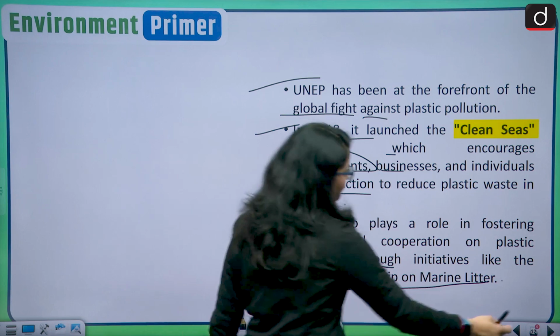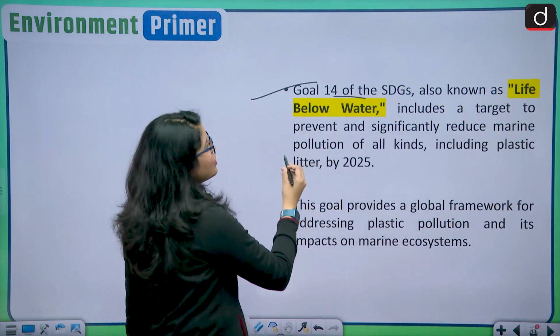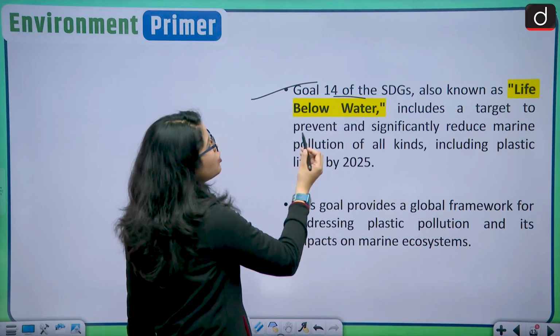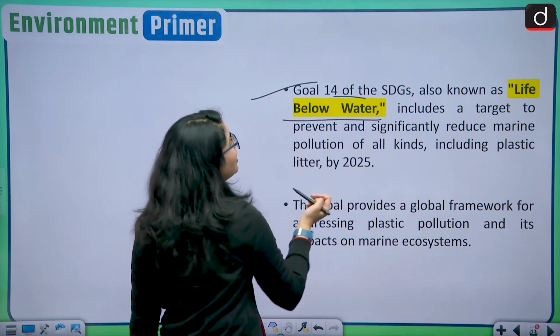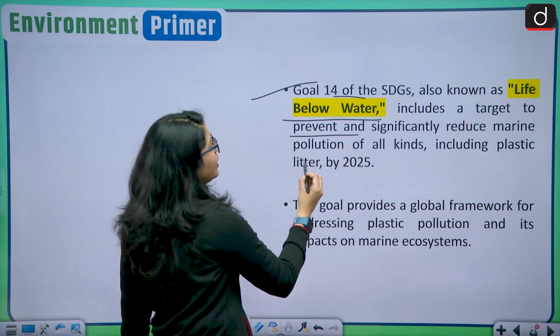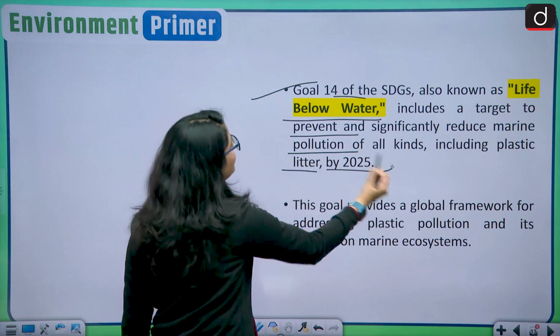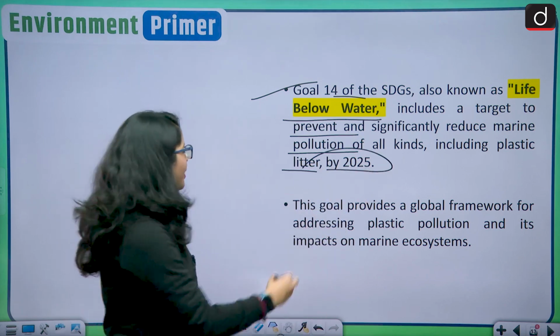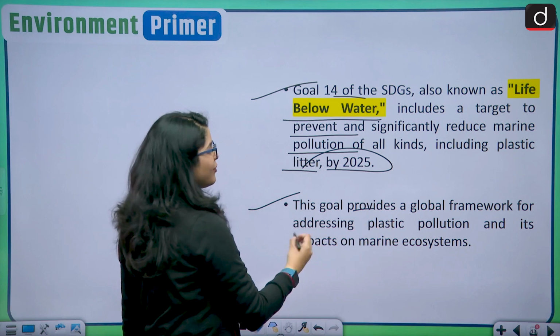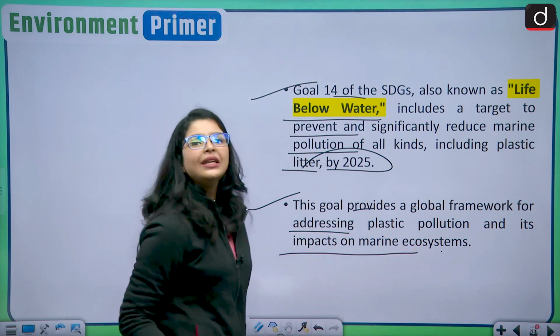Moving forward, we have Goal 14 of the SDGs, or the Sustainable Development Goals, also known as Life Below Water, and it includes a target to prevent and significantly reduce marine pollution of all kinds, including plastic litter, by 2025. This goal provides a global framework for addressing plastic pollution and its impact on the marine ecosystem.